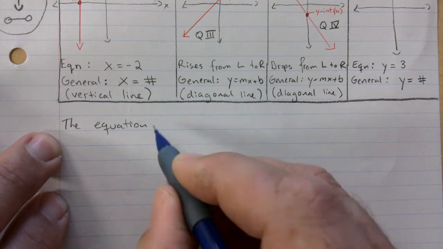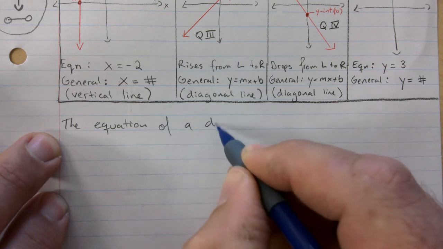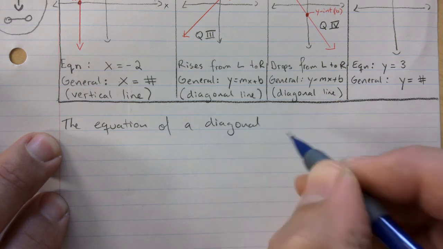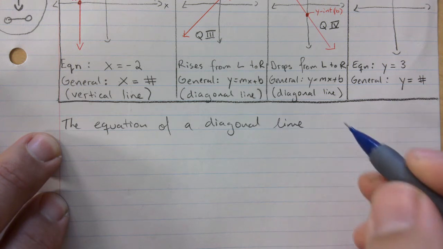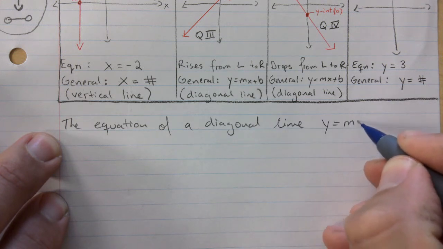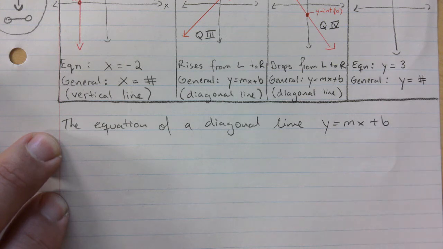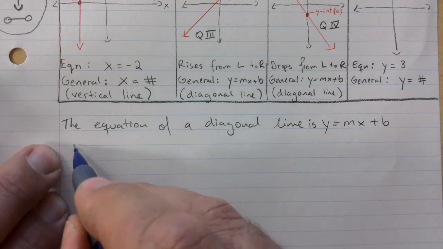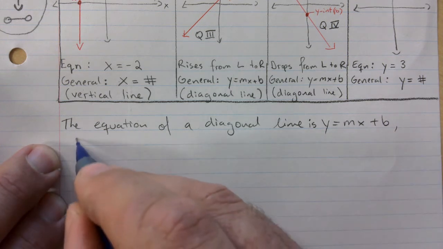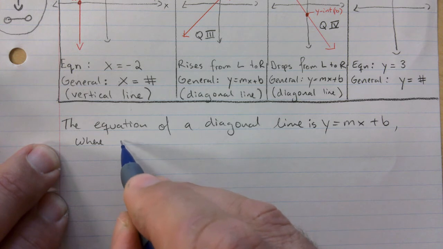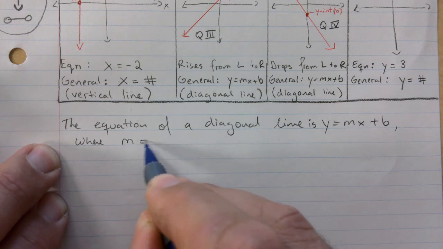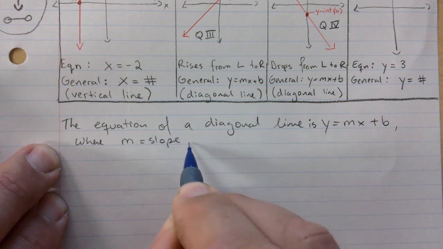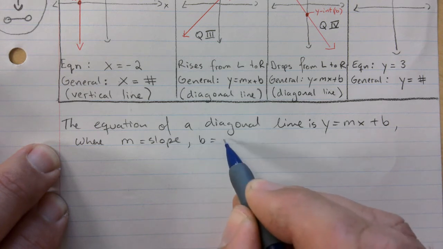The equation of a diagonal line, sorry, I should say is y = mx + b, where m represents the slope and b represents the y-intercept.